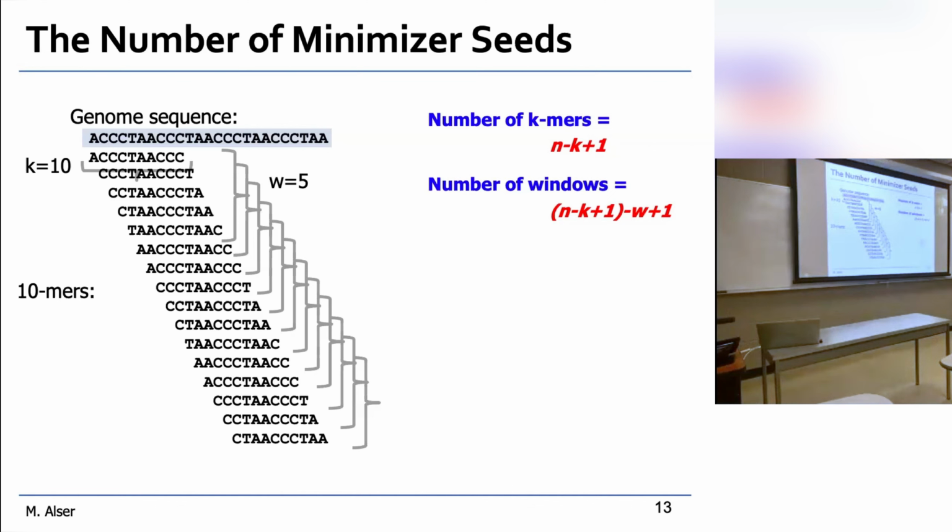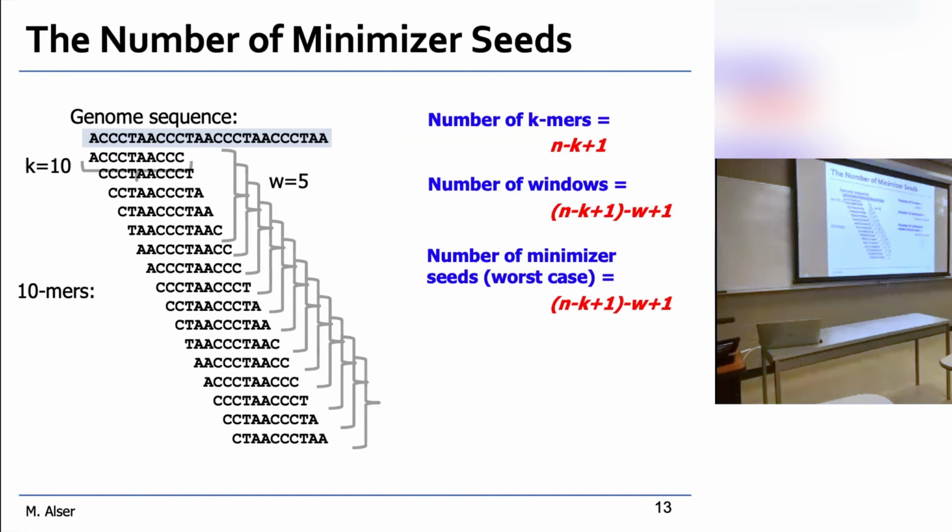How about the number of minimizer seeds? I already gave you a lot of hints that the expected number, or the worst case, would be to get 1 per window, right? How many windows do we have? That is.